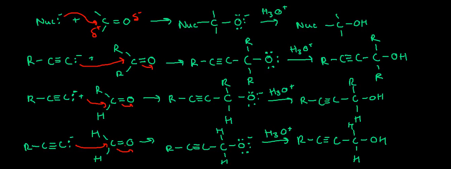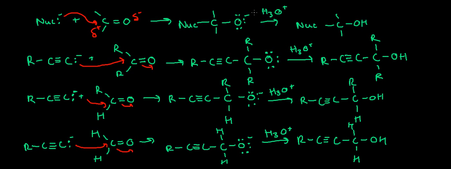Acetylides can react with carbonyl groups. Like so, here's the outline of the reaction. It does not necessarily have to be acetylide. A nucleophile can attack the backside of this carbonyl group. It's a polarized bond. This carbon has a partial positive, the oxygen has a partial negative. A bond is formed, one of the bonds breaks on the oxygen, it has a negative charge.